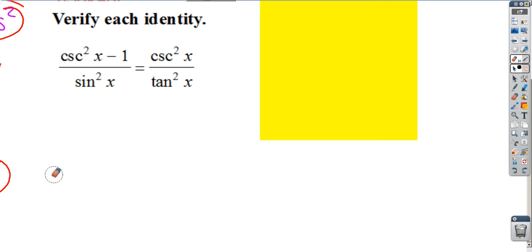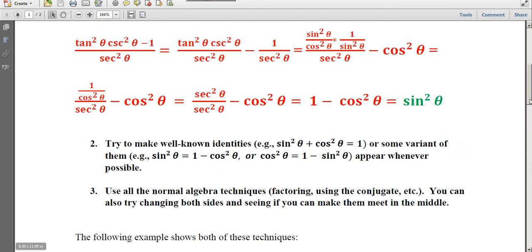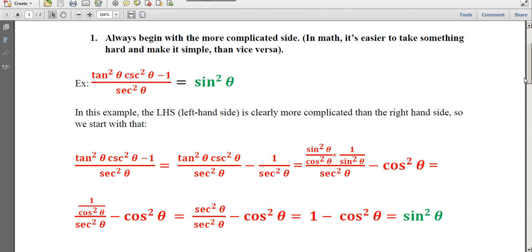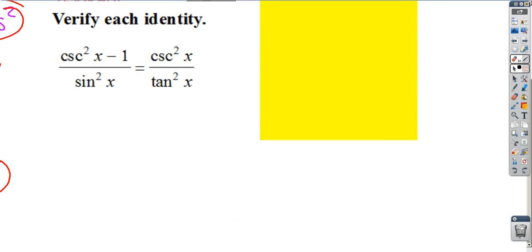So the easiest way to do this is pick the more complicated side, and that's something that it says on this strategy sheet. Pick the more complicated side. It's easier to take something complicated and make it simple than vice versa. So the left side does look a little bit more, I mean you might say they both look complicated, but the left side does look harder.